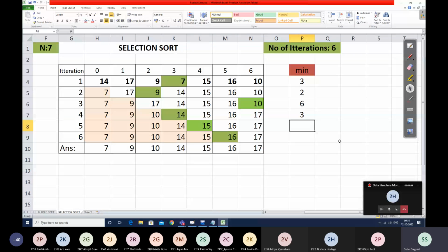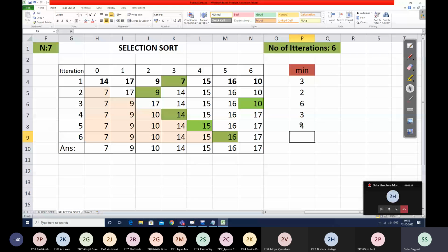In the next step, I'm remaining with only 3 numbers: 15, 16, 17. Here I assume initially my min to be 4. I compare whether a of 5 is less than a of min. No. Whether a of 6 is less than a of min. No. So my min remains as 4. I don't need to swap a of 4 again with a of 4. So this much part is solved.